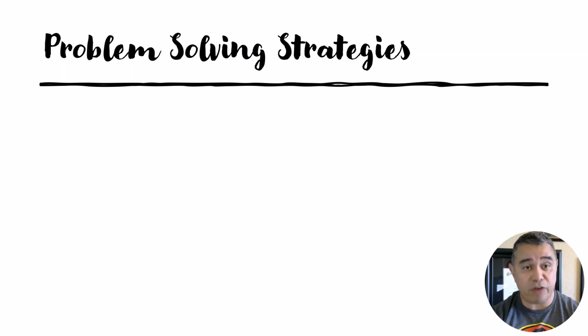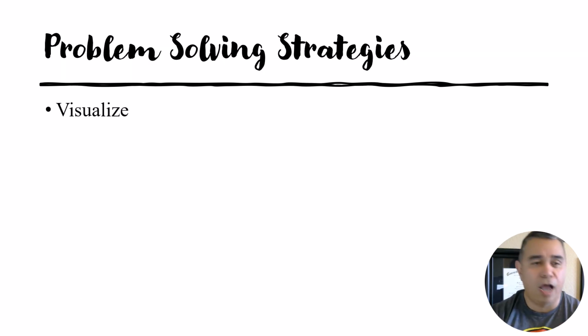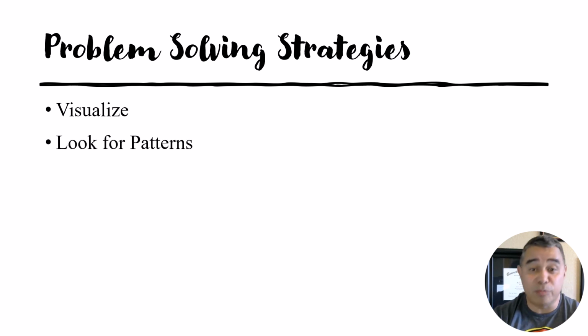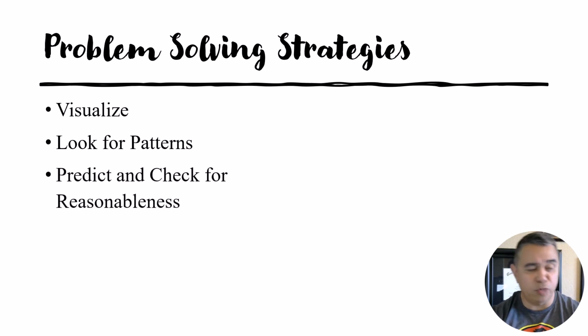Some problem-solving strategies that you have to look at. You want to encourage kids to do these things. You want them to visualize what they are reading in their minds or on paper. You want them to look for patterns. Many mathematical practices involve patterns. That's how we find solutions. We find a pattern, we create a rule, and we know what's going on. They should be able to predict and check for reasonableness.